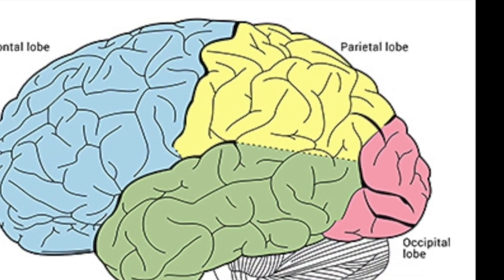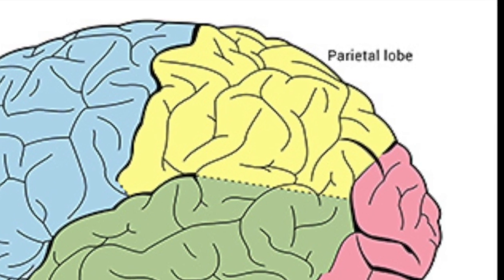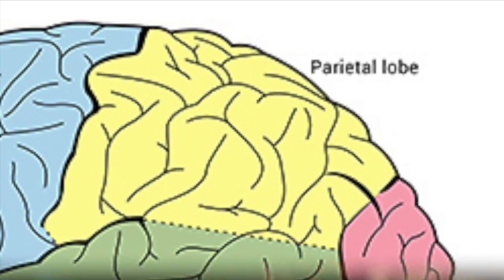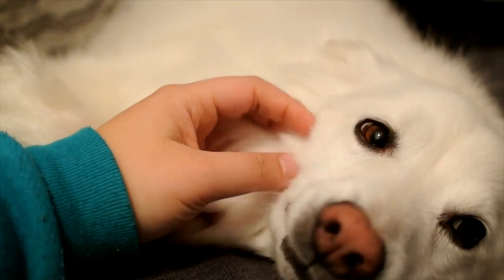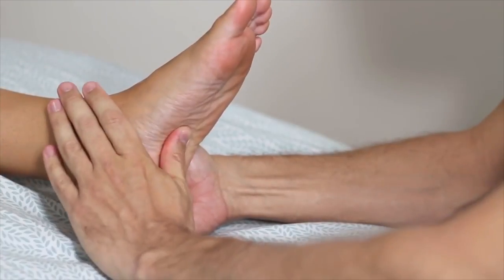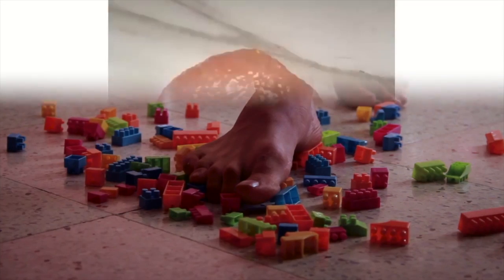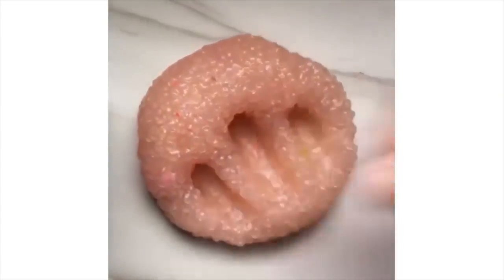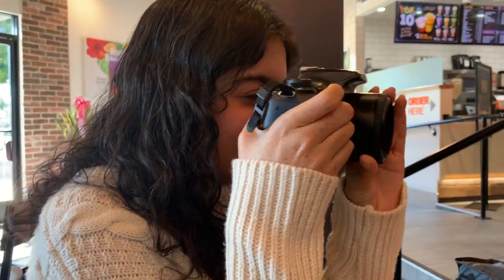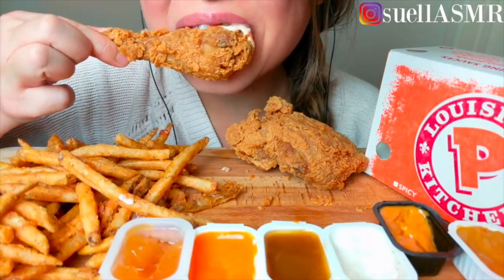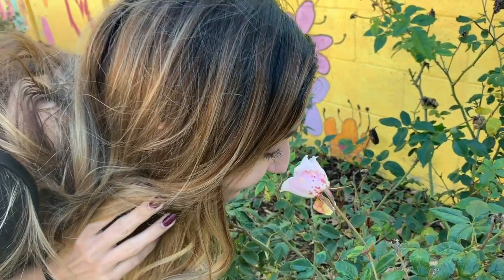The parietal lobe is associated with processing sensory information like touch, pressure, and pain. This part of the brain tells us how to regulate and process the body's five senses. It's you dealing with and reacting to your environment.